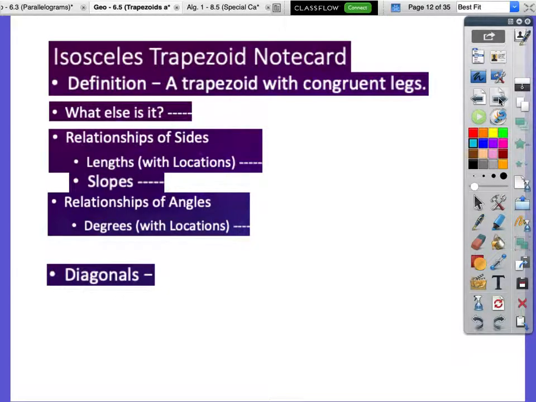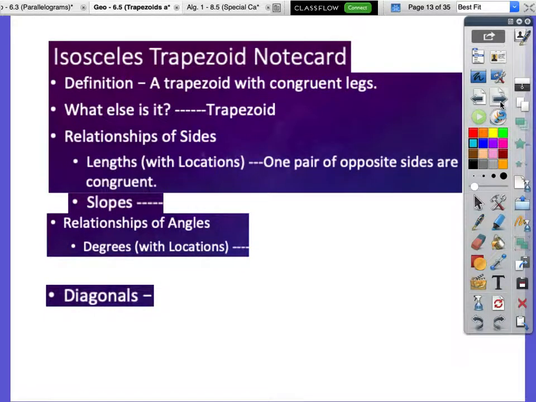Are we good with this definition? Yes. It's a trapezoid with congruent legs. So the two legs are going to be congruent here. One pair of sides will be parallel, and the other pair of opposite sides are going to be congruent. What else is an isosceles trapezoid? It's a trapezoid. The lengths of one pair of opposite sides are congruent, and that's part of our definition, isn't it? So hopefully that's no surprise after we see that definition. Hopefully you have that on your note card already.